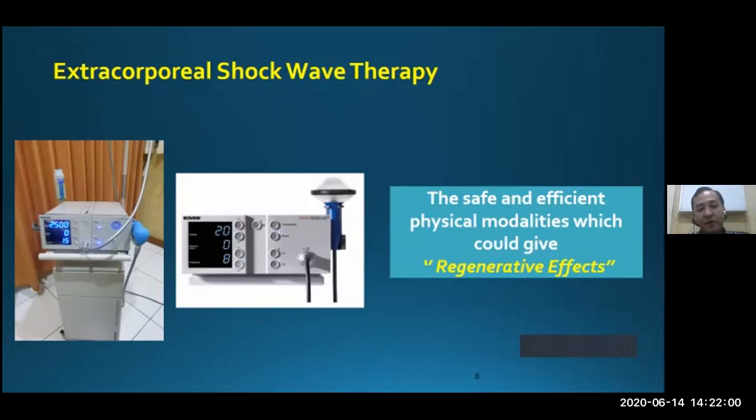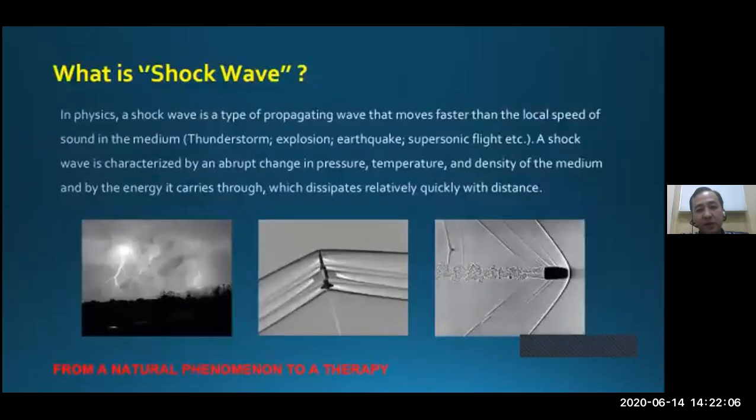So what is shockwave? In physics, a shockwave is a type of propagating wave that moves faster than the local speed of sound in the medium, like thunderstorms, explosions, earthquakes, supersonic flight, etc. The shockwave is characterized by an abrupt change in pressure, temperature, and density of the medium, and by the energy it carries, which dissipates relatively quickly with distance. So, the shockwave goes from a natural phenomenon to a therapy.